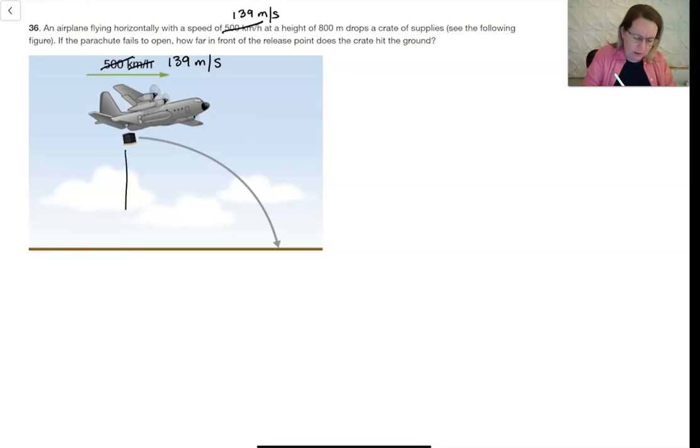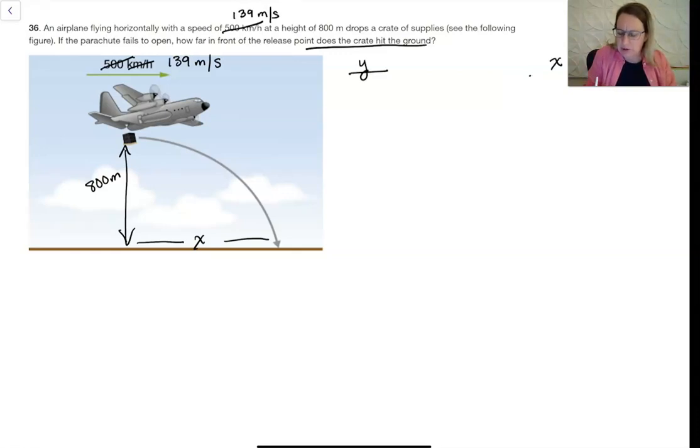And then we recognize that we've got a height of 800 meters. And the question is how far does it go before it hits the ground? Really, this x distance, right? This is what we're trying to find. Okay, so the information that we have is in the y direction and then in the x direction.